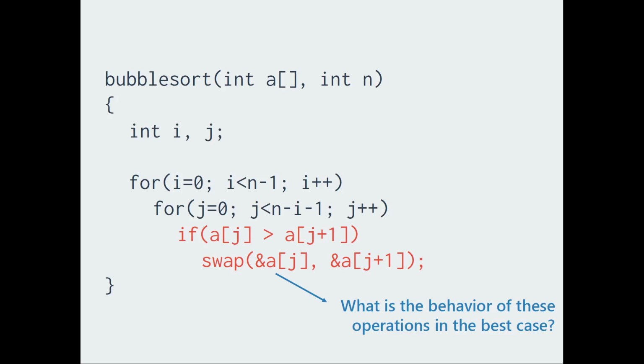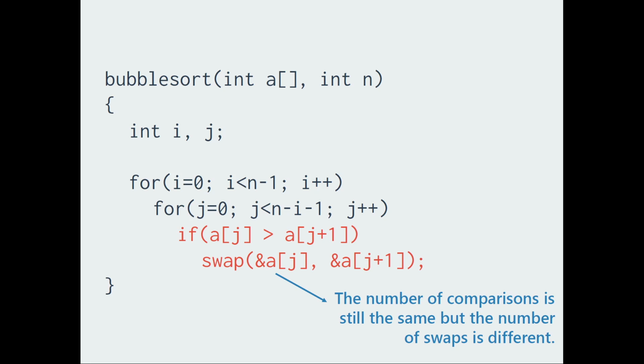Best case. You might think that the best case scenario for bubble sort is when the array is sorted already, and that'll be technically right. If we use a sorted array as input, what would be the behavior of these operations? There will be no swaps, but there will still be the same number of comparisons.